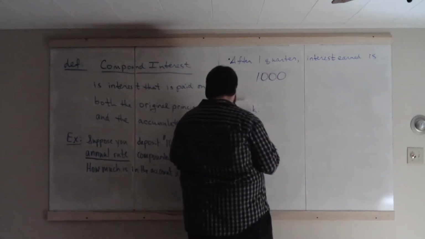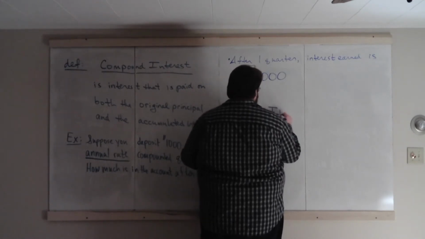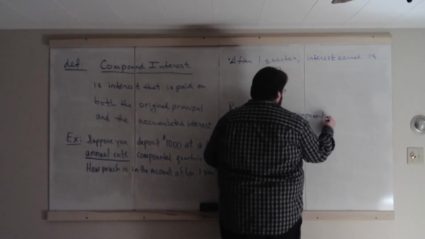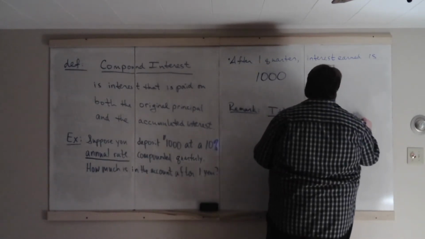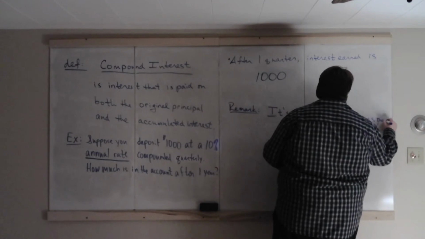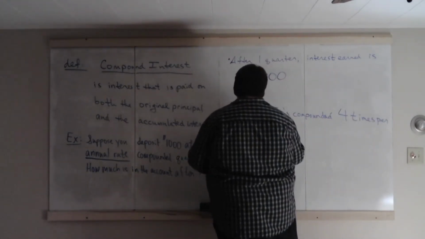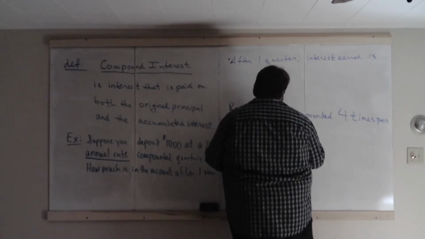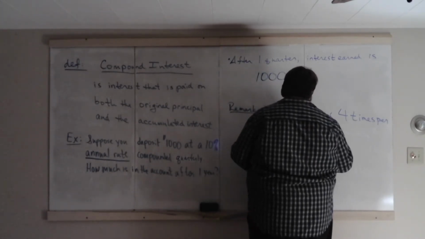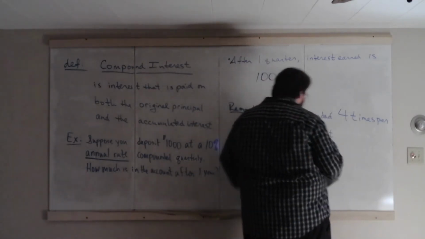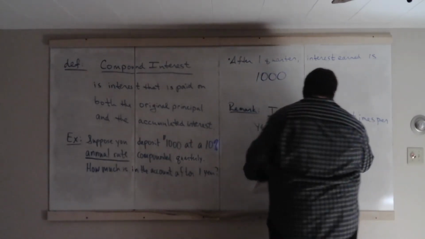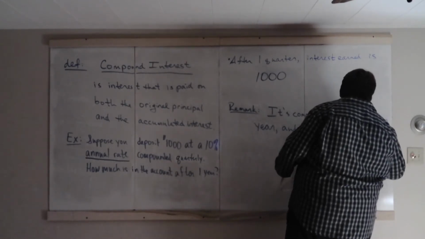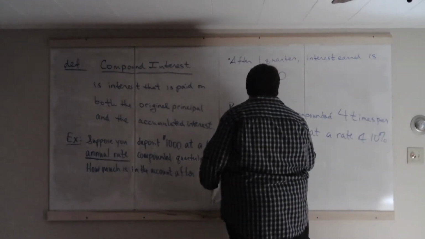So remark. It's compounded 4 times per year. That's what compounding quarterly means. And at a rate, not at a rate of 10% per year.